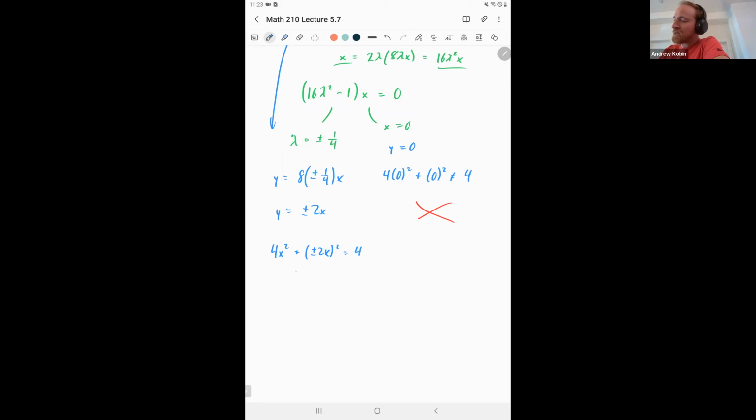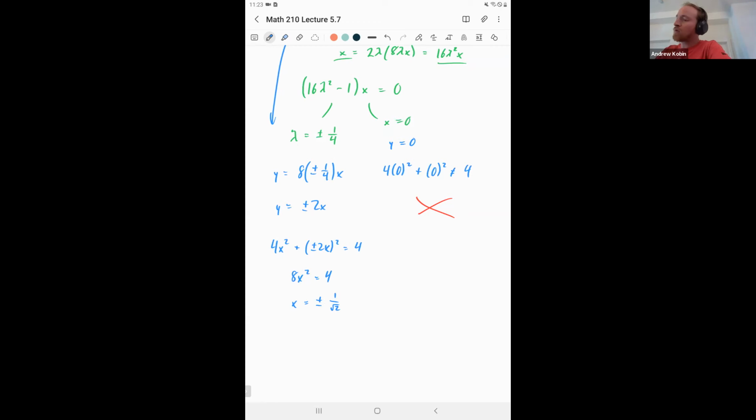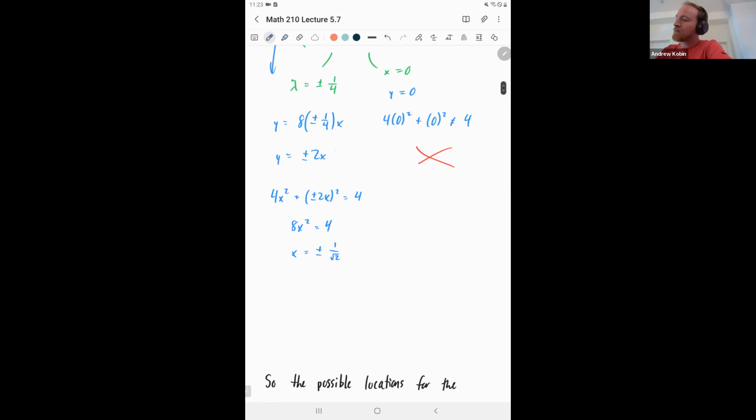If you square this out, you'll get just positive 4x squared again. So I really have 8x squareds on one side and a 4. And if I solve for x, I'll get plus or minus 1 over square root of 2, which is also known as square root of 2 over 2 if you prefer. Okay, so that gives us our x coordinates that are possibly going to give us max or min values. And in fact, by the Lagrange multipliers theorem, these are the only possible x coordinates. And now the goal is to figure out which y coordinates correspond to these x coordinates.